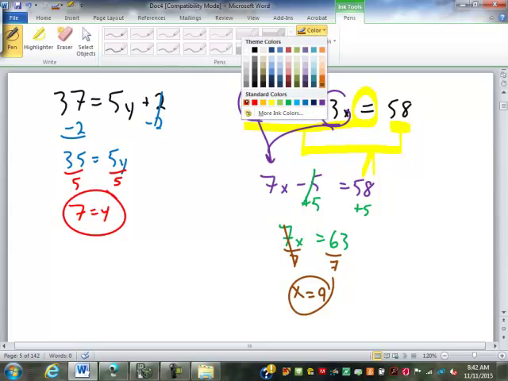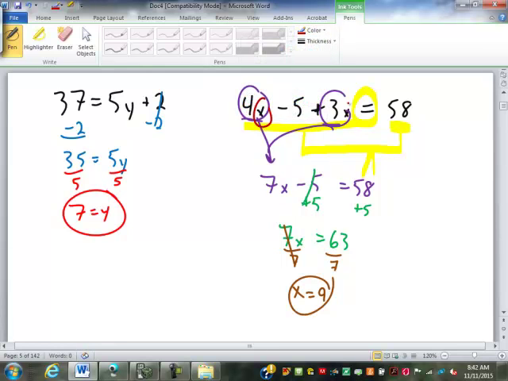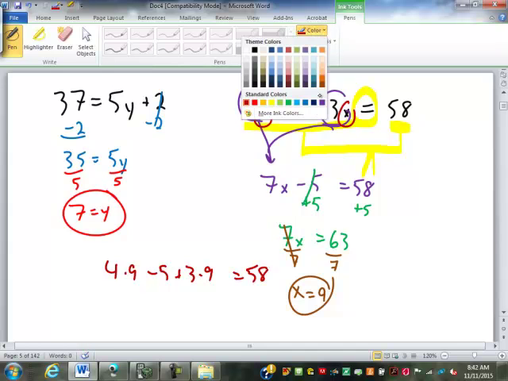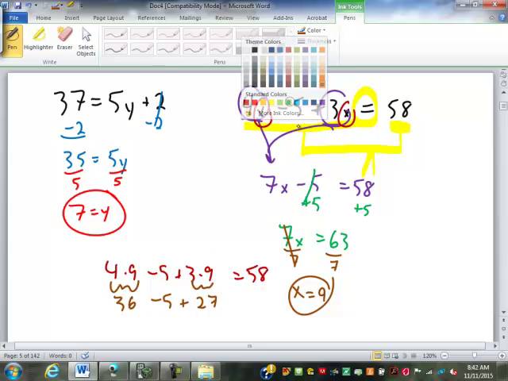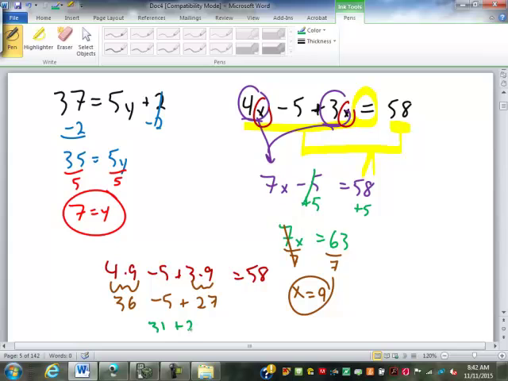As always, if I wanted to, I could double check by replacing the x with the 9. So 4 times 9 minus 5 plus 3 times 9. And let's check to make sure that equals 58. So 4 times 9 is 36. 3 times 9 is 27. 36 minus 5 is 31. Plus 27 is 58. We get the same value on both sides of the equation. Not so bad?